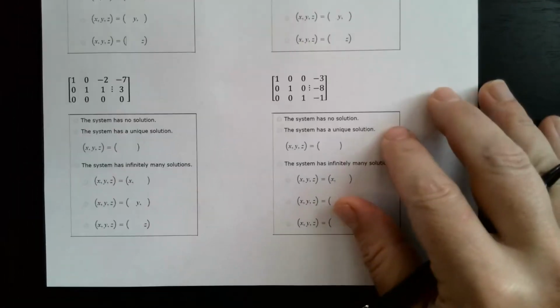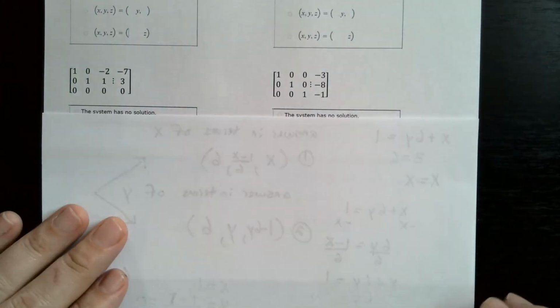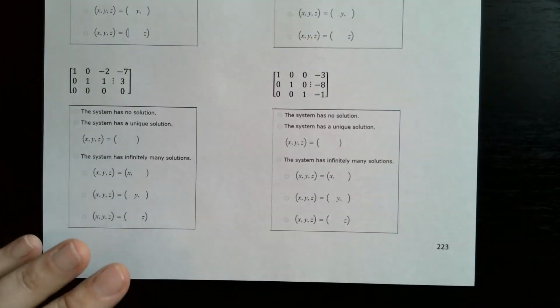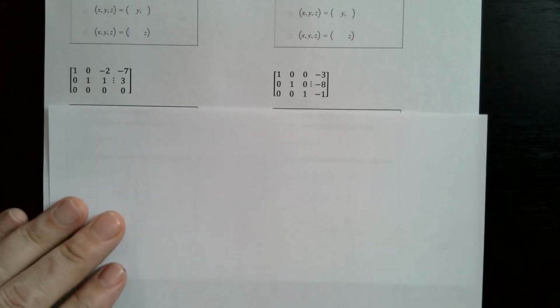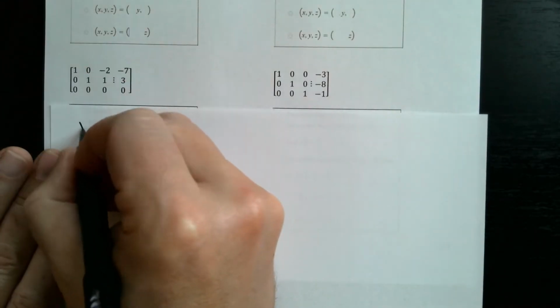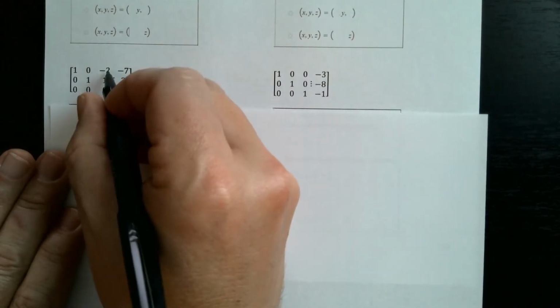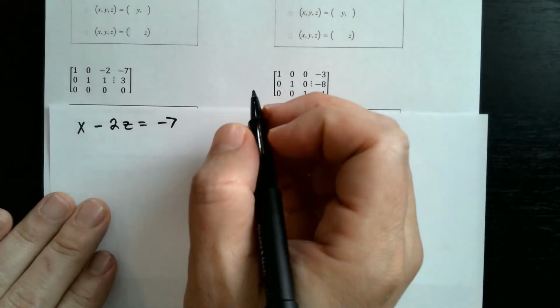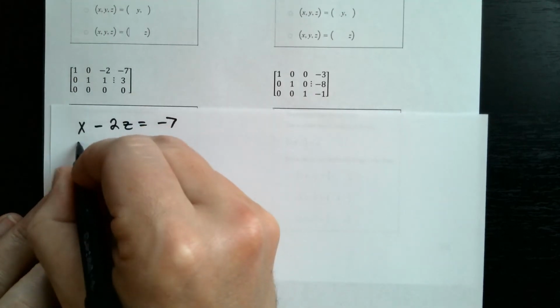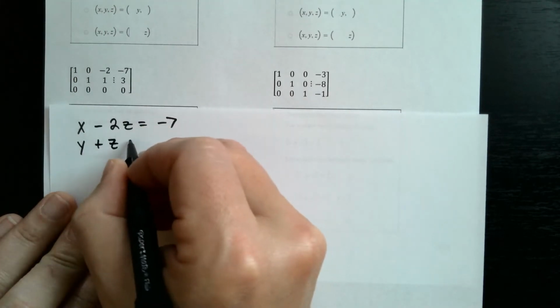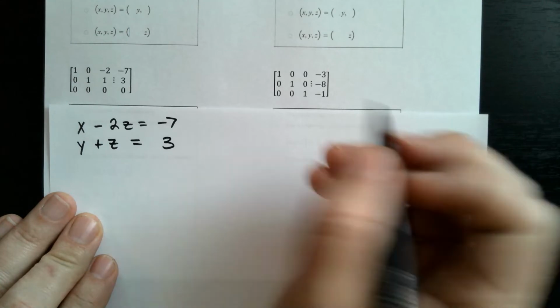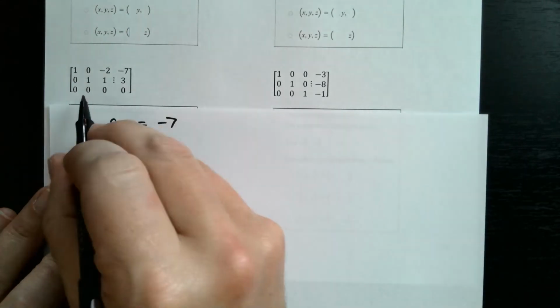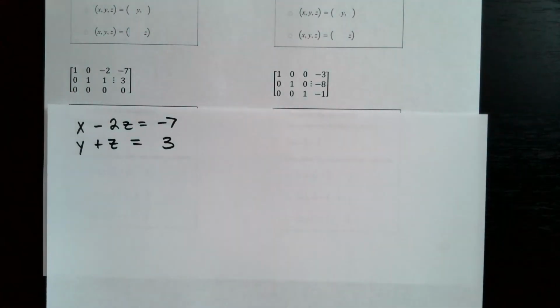Okay, let's do this one. So in this one, if we write down what the equation is, it will be 1x, or just x, minus 2z, this is a z column, so minus 2z equals -7. And then we get y plus z equals 3. And then on the last one, they're all zeros. So we don't write anything down, but we know that this means that there are infinitely many solutions.